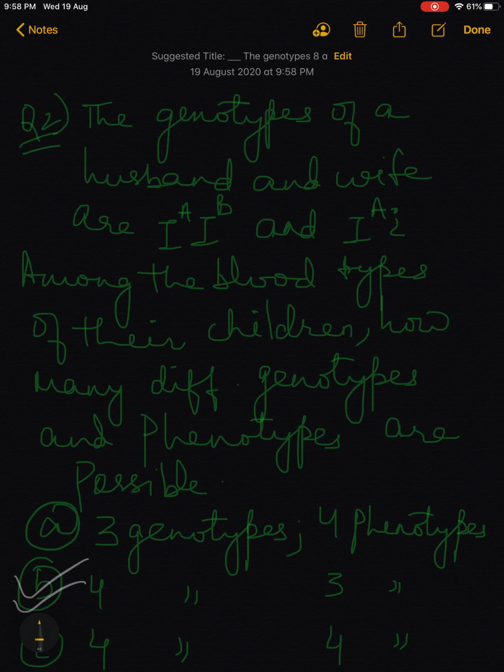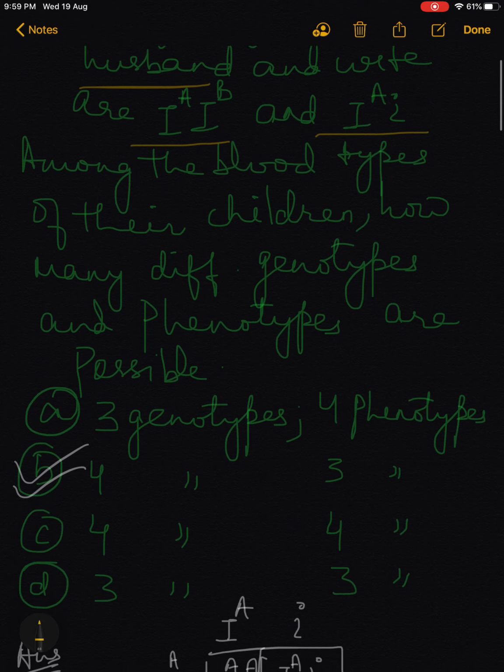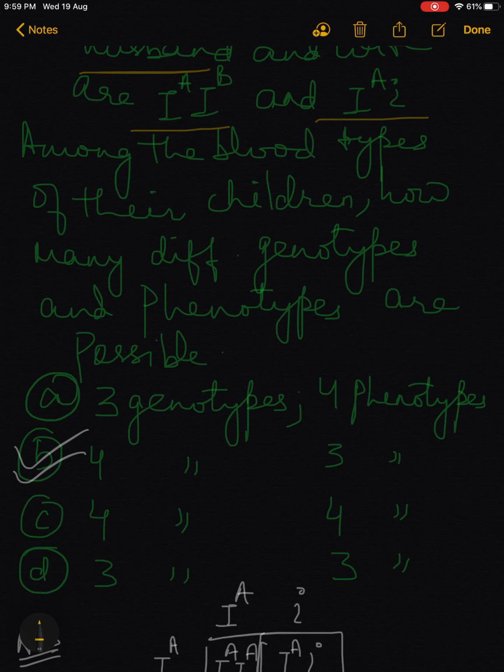So, welcome back, children, to a few more practice questions. Here you can see the question. The genotypes of a husband and wife are given as IAIB and IAi. Among the blood types of their children, how many different genotypes and phenotypes are possible? You have to give the answer: if these are the parents, how many genotypes and phenotypes are possible?